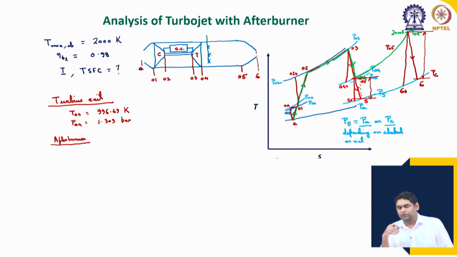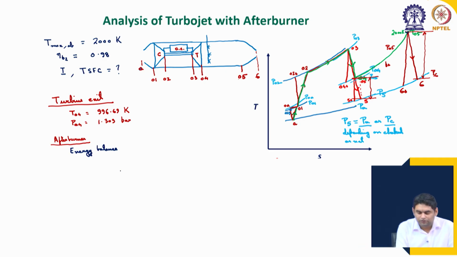First, we want to find out how much is the additional mass flow rate, because now we are adding fuel again. So, there is some additional mass flow rate, we want to calculate that. So, we will do an energy balance in the afterburner. What is the final energy of the fluid after the afterburning process? We are at temperature T05.